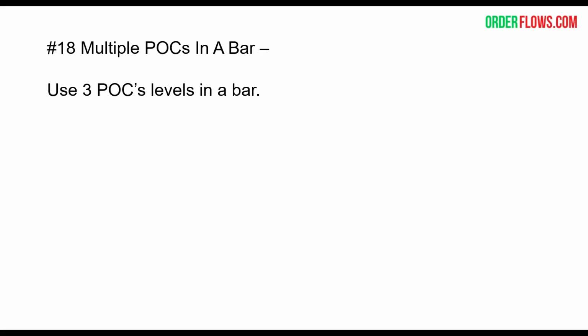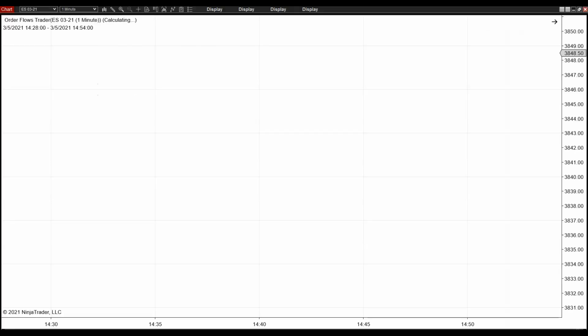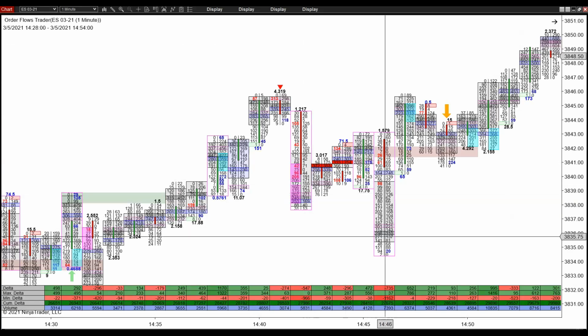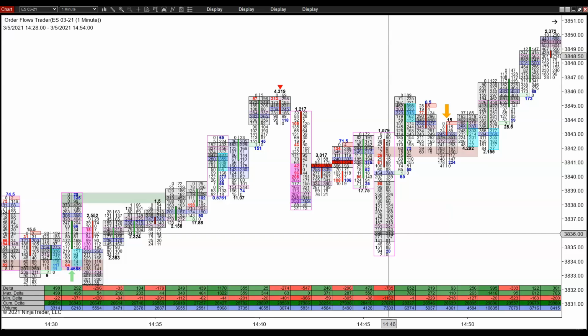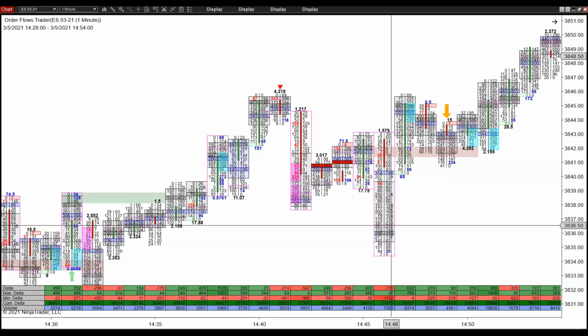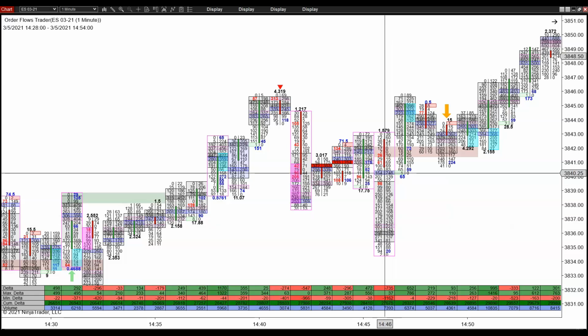Because the value area is going to give me 70% of the volume in a bar. And in some cases, I might be interested in looking at 50% of volume in a bar. Again, it depends on your trading style. For example, this bar here: this is your main point of control, 38.36. The orchid is 38.36 and a half, and the blue is your third point of control.